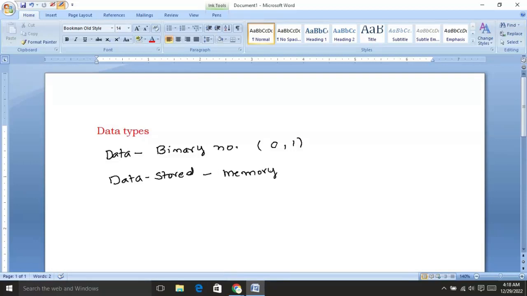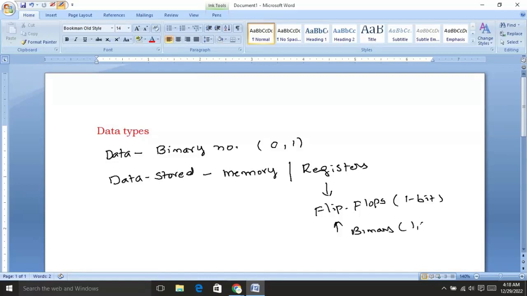So the digital system has the memory unit as well as the registers. We know that the registers are made up of a group of flip-flops. The flip-flop is a sequential circuit which is able to store only one bit of information. Hence the binary can have only two values, either 1 or 0. Always the data is represented in binary as a combination of ones and zeros.